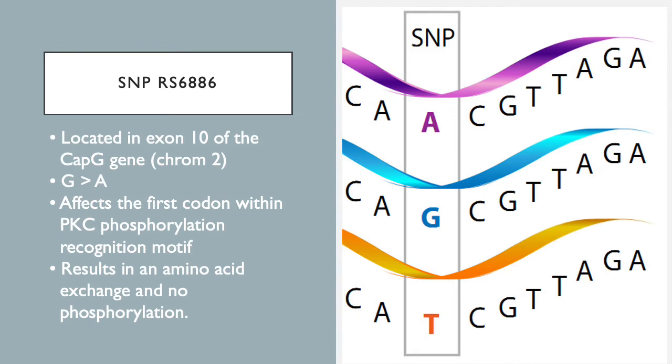Single nucleotide polymorphism Rs6886 affects CapG translation and consequently its expression. In this SNP, the G nucleotide is replaced with an A. It affects the phosphorylation of serine by destroying the protein kinase C recognition motif. For this experiment, the presence of SNP Rs6886 will be compared in individuals with ovarian cancer as well as healthy controls.